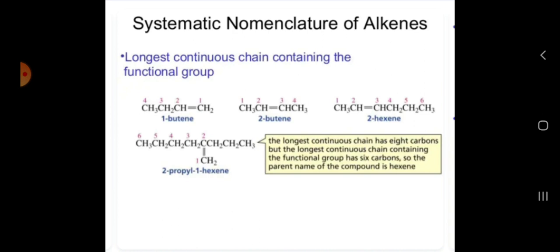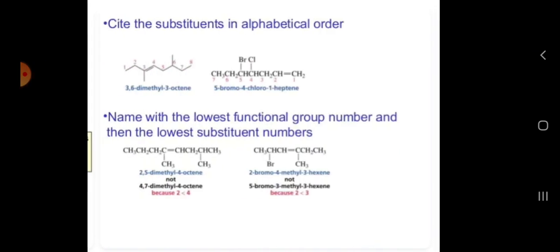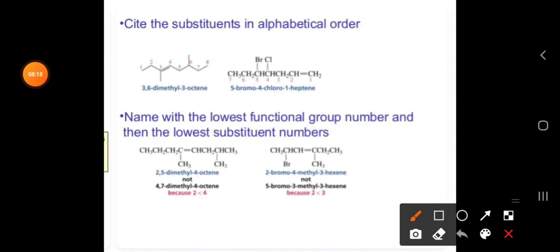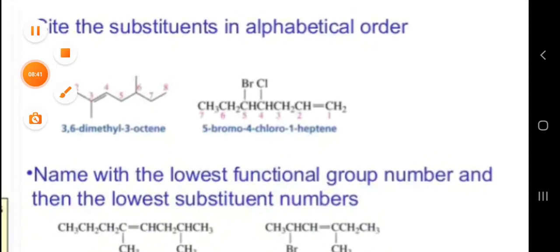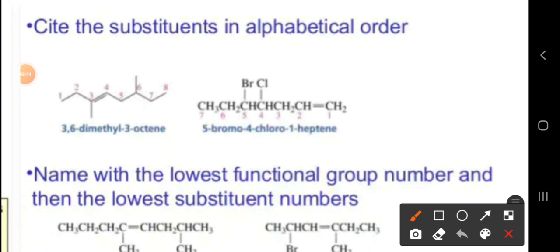So this is about nomenclature of the longest continuous chain. Next one, let us see if substituents are present. Substituent means any group or atom present on the compound. Here the double bond is nearer to this side, not this one. That's why we have given the numbering like this. 1, 2, 3, 4, 5, 6, 7, 8. Then the substituent is present at third position and also sixth position.